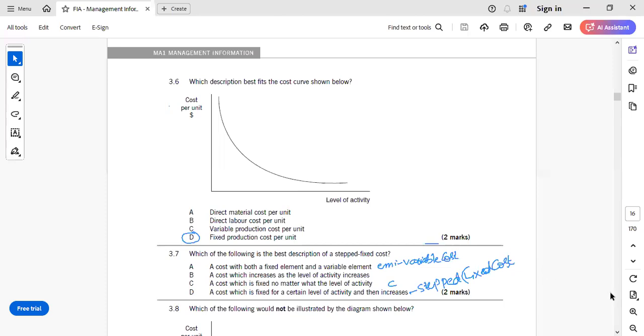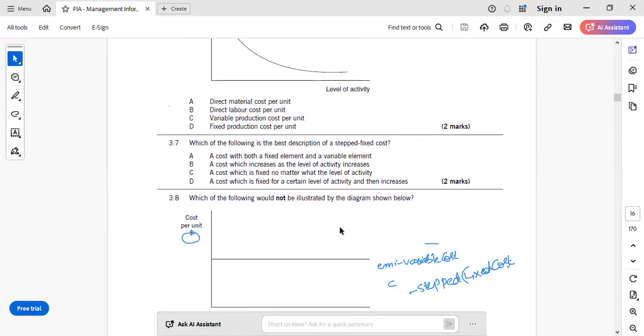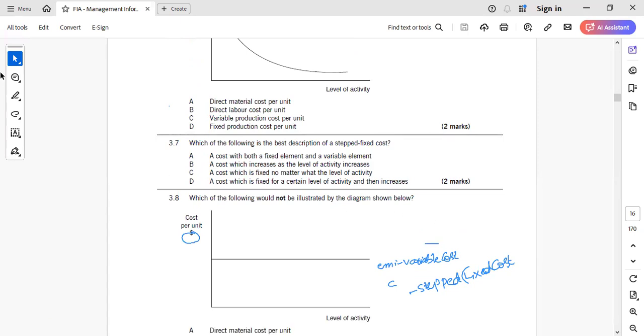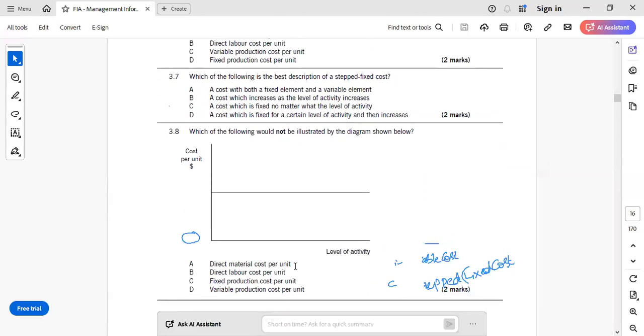Now, the next question, that is 3.8. Which of the following would not be illustrated by the diagram shown below? On x-axis, you have cost per unit, and on y-axis, you have activity level. Direct material cost per unit is shown. Direct labor per unit is shown. Fixed production cost is not shown. So option C is right option.